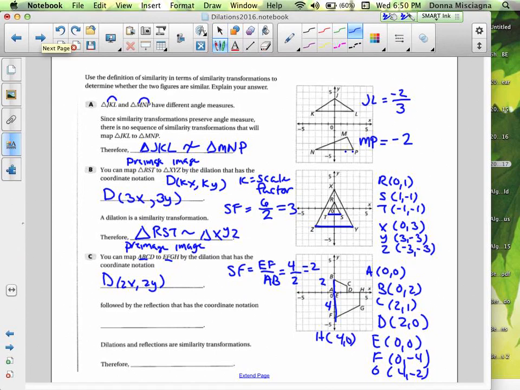So if we multiply 0, 0 by 2, we're going to get 0, 0. If we multiply 0, 2 by 2, we're going to get 0, 4. If we multiply 2, 1 by 2, we'll get 4, 2. And if we multiply 2, 0 by 2, we'll get 4, 0. So you can see that if we multiplied our pre-image points by their scale factor, we would get our image points, except for the sign, because the next transformation is going to change it. We have a reflection that has the coordinate notation.